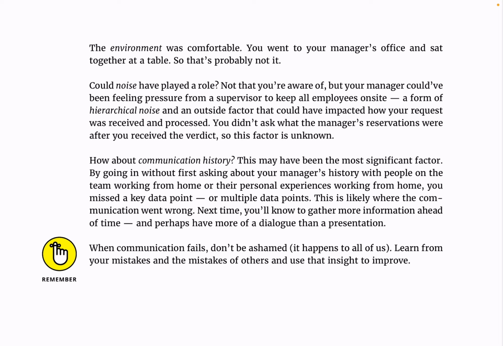How about communication history? This may have been the most significant factor. By going in without first asking about your manager's history with people on the team working from home or their personal experiences working from home, you missed a key data point or multiple data points. This is likely where the communication went wrong. Next time, you'll know to gather more information ahead of time, and perhaps have more of a dialogue than a presentation.